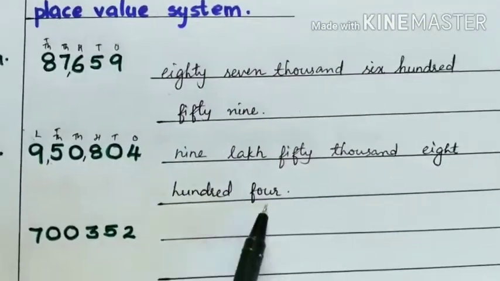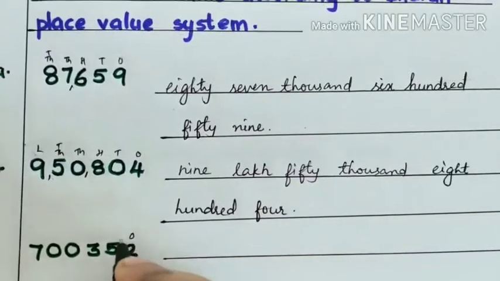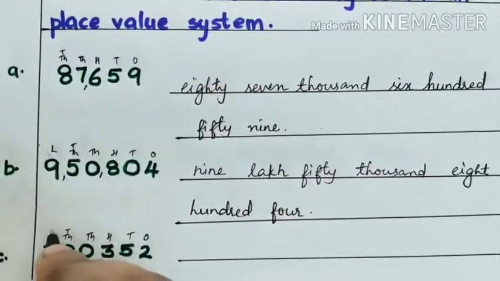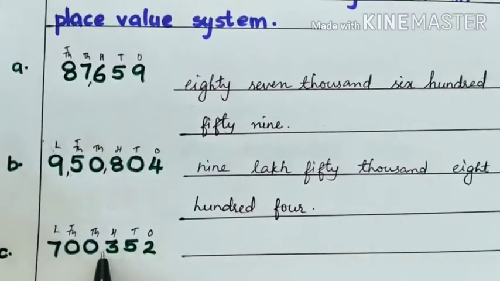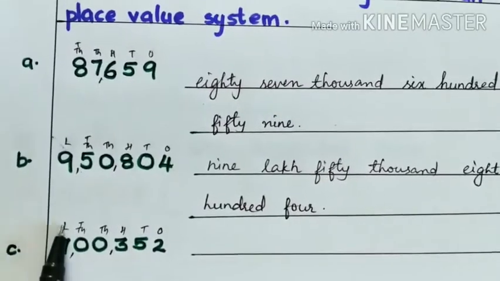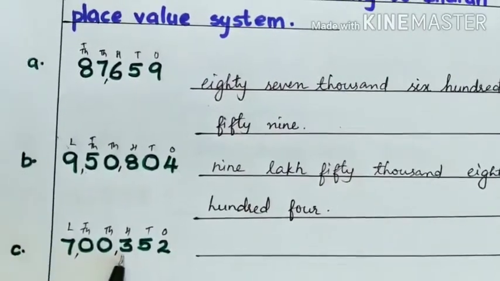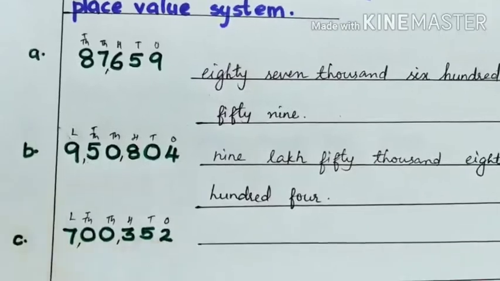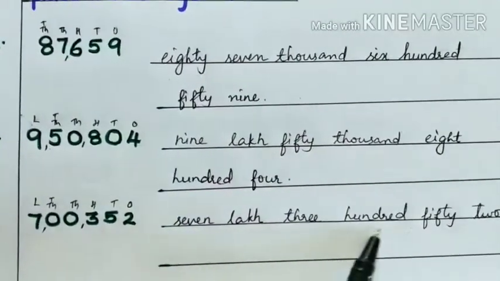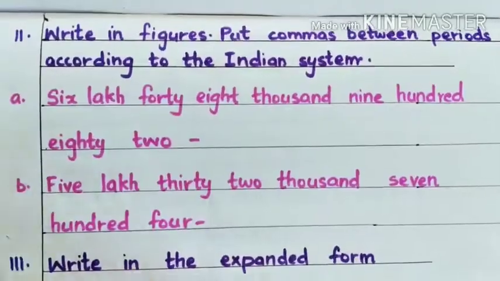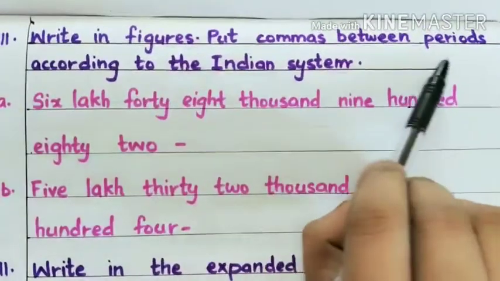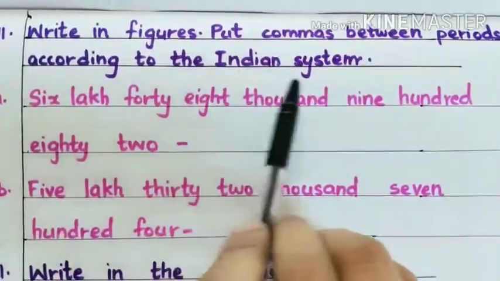9,50,804. Next number, write the places: ones, tens, hundreds, thousands, 10,000s, lakhs. Put the commas: ones, tens, hundreds, 1,000, 10,000, lakh. 7,352. Write in figures. Put commas between periods according to the Indian system.